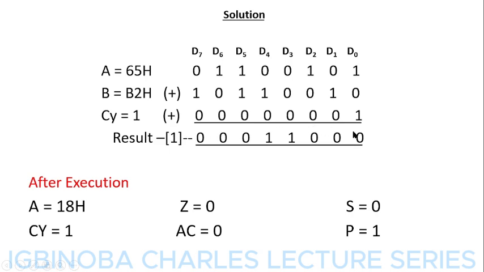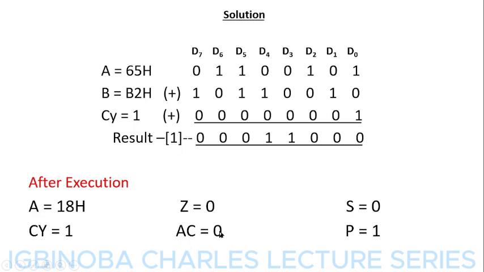So after execution of this instruction, the accumulator is equal to 18H. Then the zero flag is equal to 0 because the content of the result is not equal to 0. Then the sign flag is equal to 0 because digit D7 of the accumulator, the result, is equal to 0. Then the CY flag is equal to 1 because there was a carry here after performing this operation.